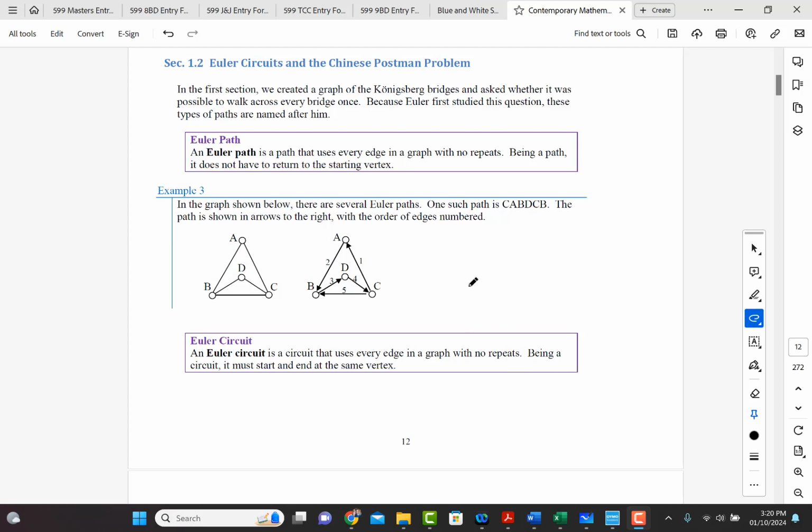If you look at example 3 here, in the graph shown, there are several Euler paths. One path is to start at C, and you can go C to A, and then A to B, and then B to D. So let's trace this out here. And then D to C, and then C to B. So that would be one path.